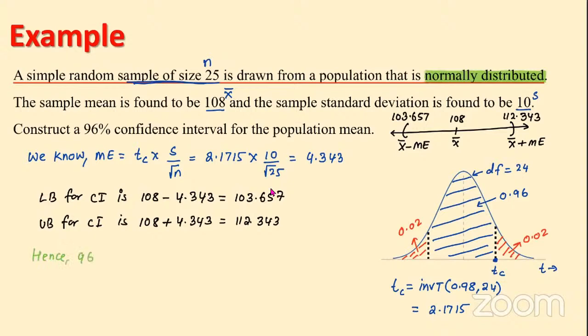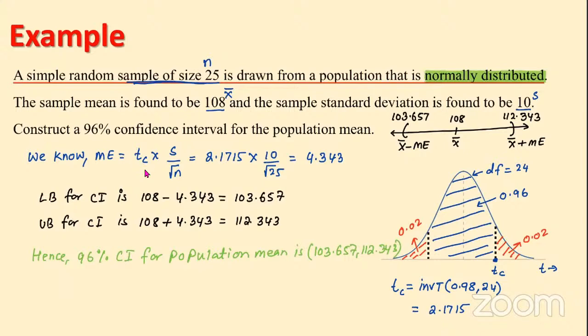Hence, the 96% confidence interval for the population mean is from 103.657 up to 112.343. So this is how we can find the confidence interval for the population mean. Remember, in this example, the population standard deviation was not given, so we use the t distribution. If the population standard deviation was given, then it would be the standard normal distribution.